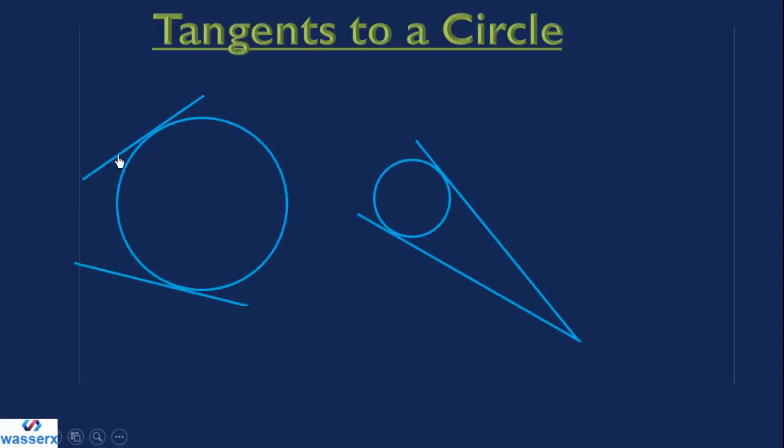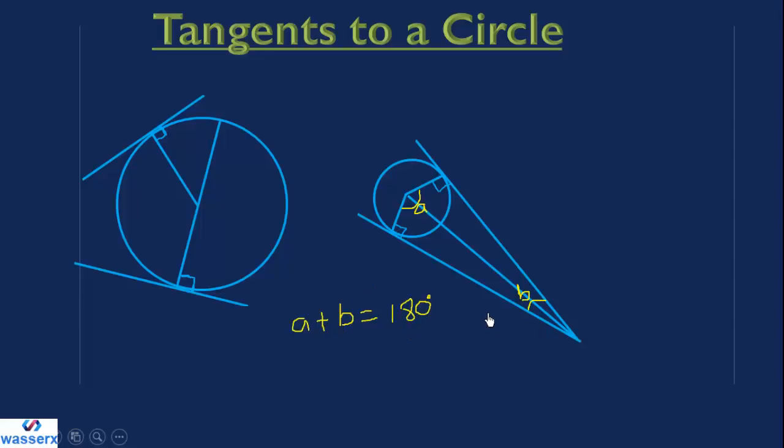Now let's talk briefly about tangents to a circle. A tangent is a line that touches the circle at only one point. So all these are examples of a tangent. Now, whenever a tangent meets the radius or a diameter, an angle of 90 degrees is formed between the tangent and the radius or the diameter. Now, this line divides this angle over here into 2 equal parts. And we also know that since this angle and this angle are 90, then the remaining angles must add up to 180 degrees.